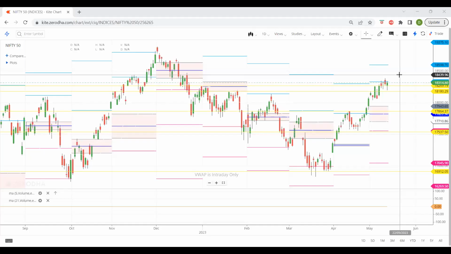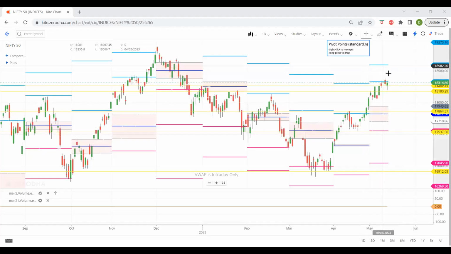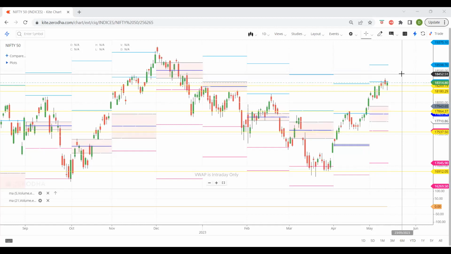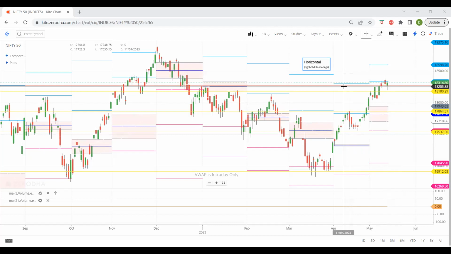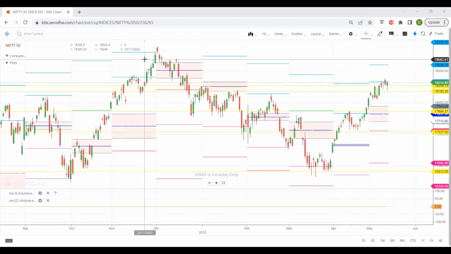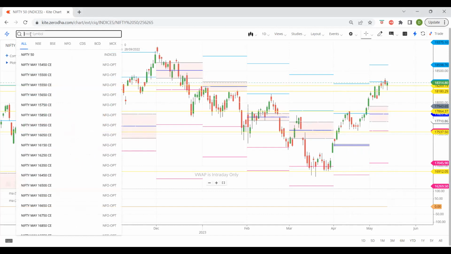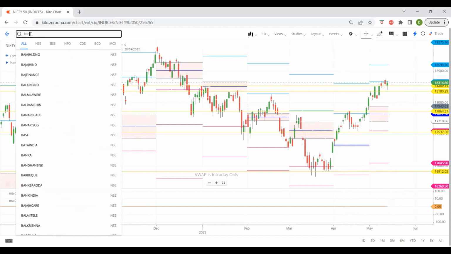So let me start the screen sharing again. So we've looked at the Nifty and the options data as well. Now let's look at the three main components of Nifty, which is the Nifty Bank, Reliance, and the Nifty IT index. First, let us go to Nifty Bank.